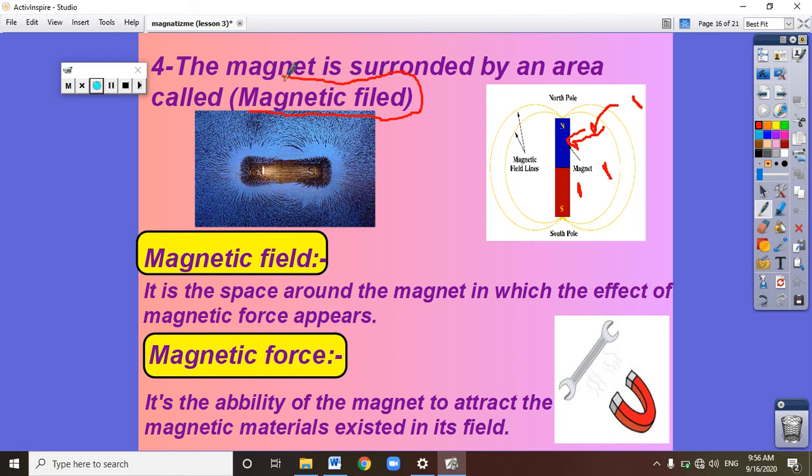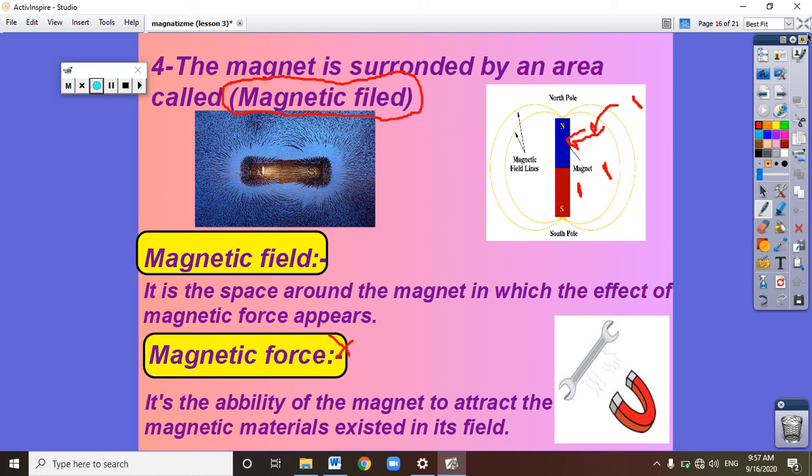So now we finished the properties of the magnet. The magnet has two poles. When we suspend the magnet, it takes a fixed direction, which is, very good, north-south. Like poles, attract or repel? Repel. Different poles attract each other, and we also took the magnetic field. The magnetic force is cancelled.